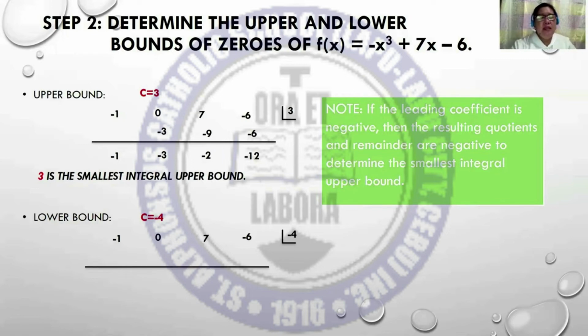Then, using the synthetic division, you bring down negative 1. Negative 1 times negative 4 is positive 4. Combine, it's 4.